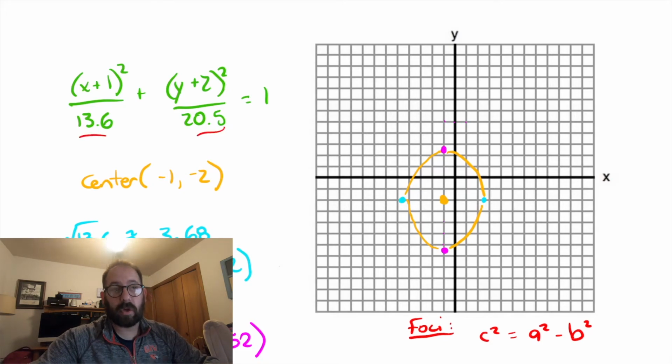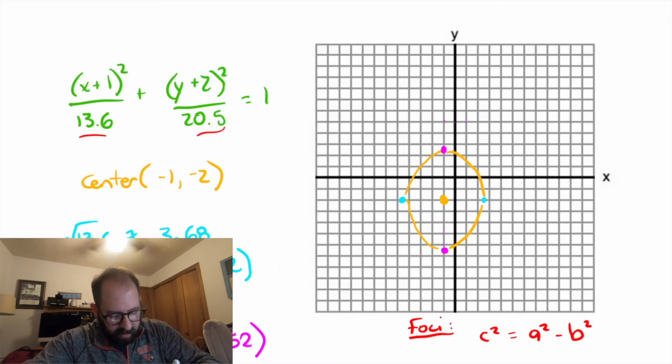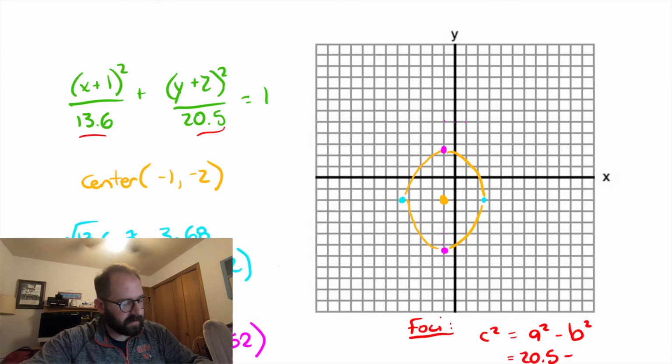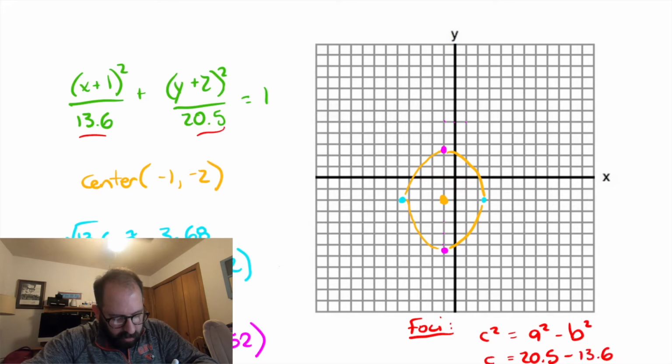That's your a and b. That's your a squared and b squared number. Whatever number is bigger is your a squared number. So in my case, the 20.5 is the a squared number. And your minor axis is the b squared number. That's the 13.6. And this will equal your c squared.